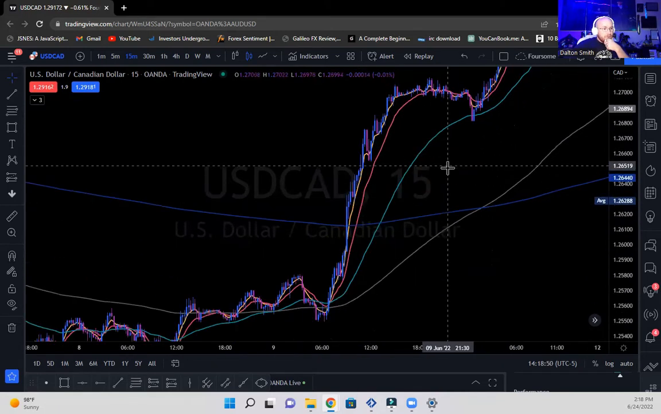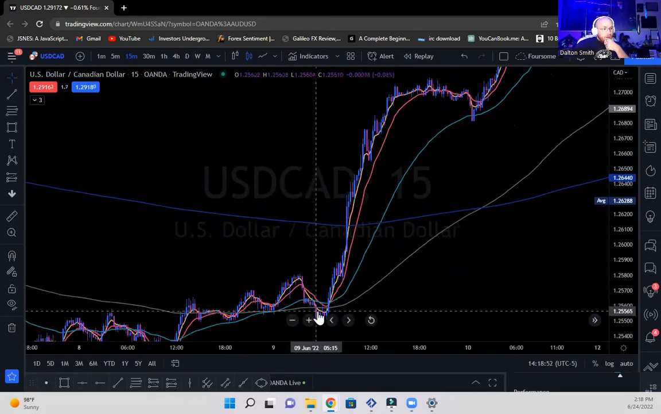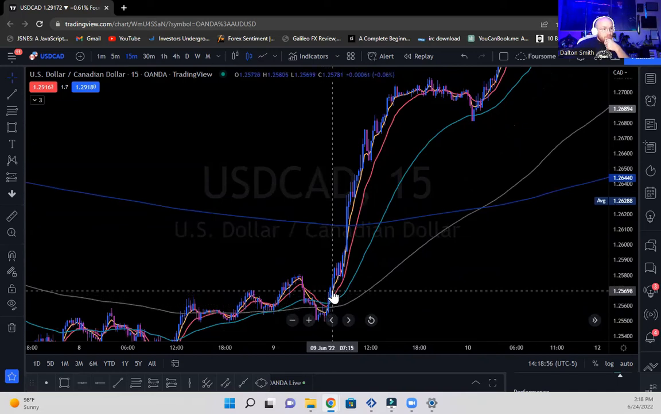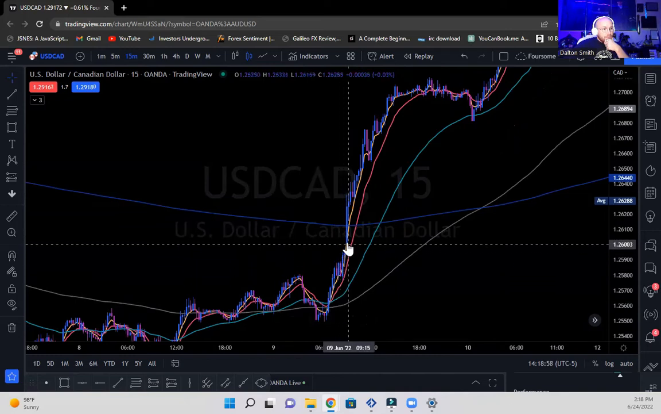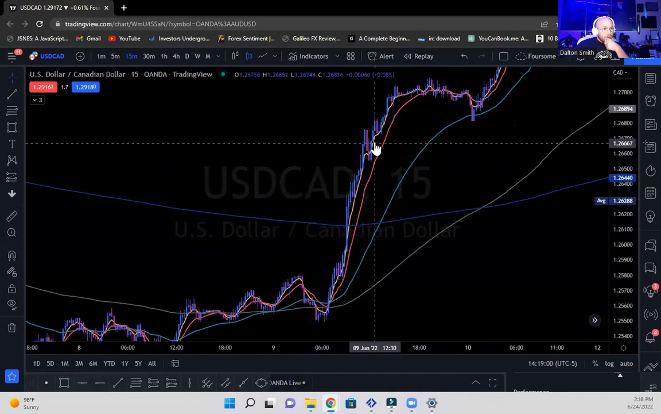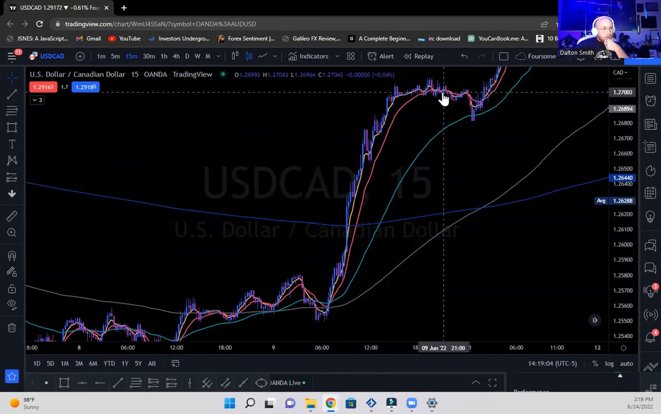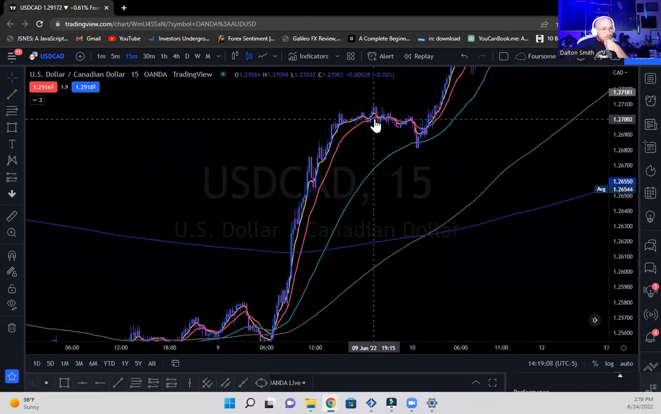And here's what I want to show you. Here, the yellow crosses through the red, the 5 crosses through the 13 above the 50, and we get our entry. You see the yellow and the red, the 5 and the 13, are separated. Here they go horizontal, and here they cross. The yellow crosses back to the red, and we exit the trade. We stay out of the trade as long as the yellow is under the red.